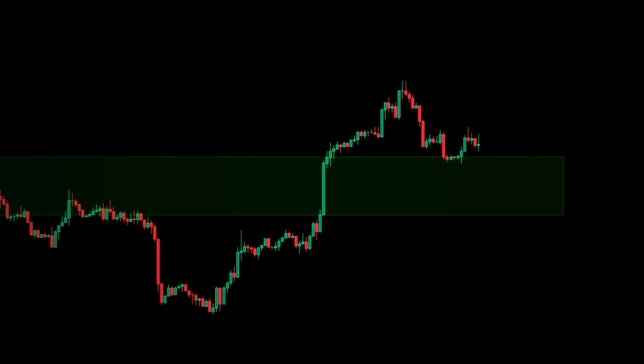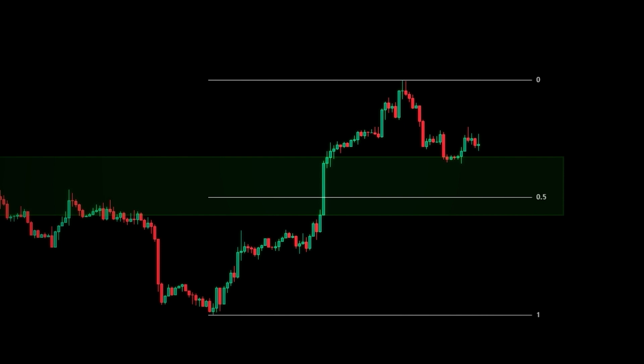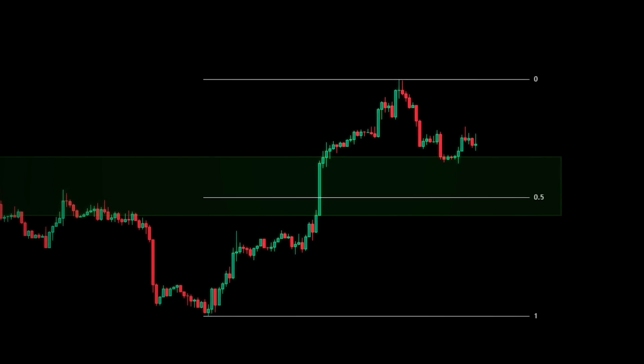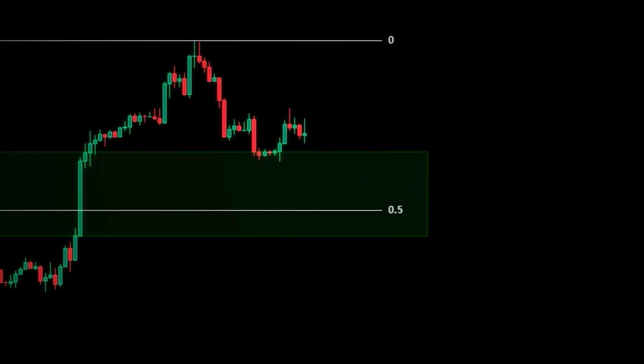For additional confluence, you can use something like your fib tool. You'll notice here that our support level lines up with the 0.5 Fibonacci retracement. So all we have to do now is wait for price to come to us. You'll want to enter only when it prints out a bullish engulfing candlestick.